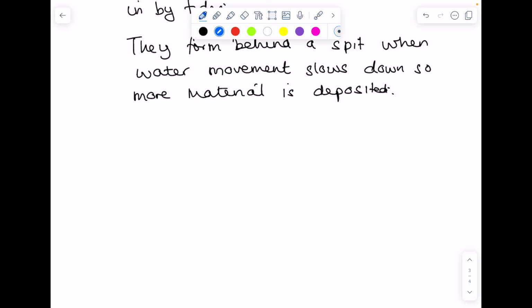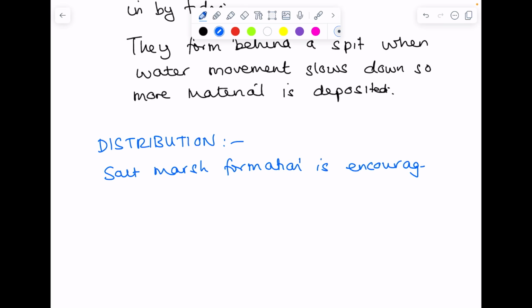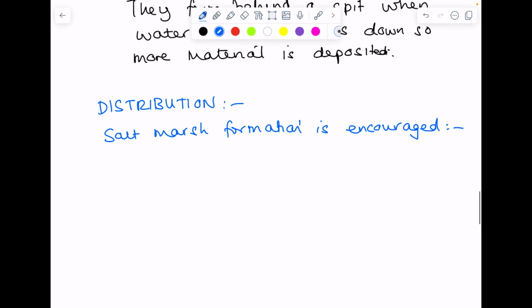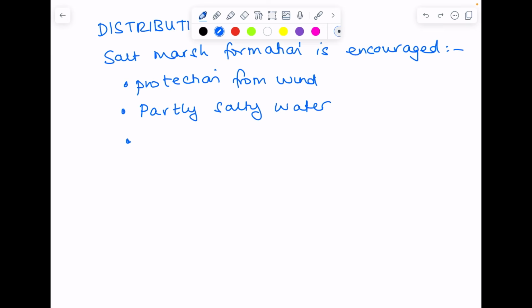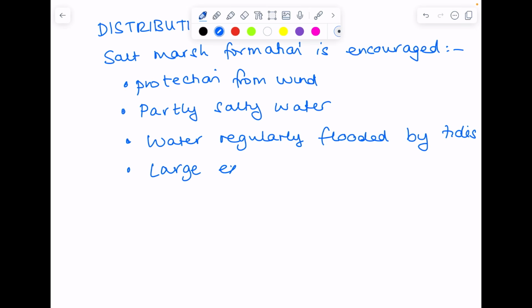In terms of their distribution, salt marsh formation is encouraged in places where there is protection from wind. You need partly salty water, and you need water regularly flooded by tides. A large expanse of mudflat is also required.